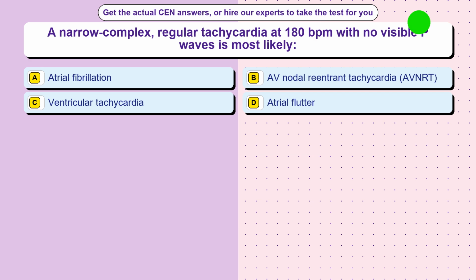Question 82. A narrow complex, regular tachycardia at 180 bpm with no visible P waves is most likely: Option A, atrial fibrillation. Option B, AV nodal reentrant tachycardia, right. Option C, ventricular tachycardia. Option D, atrial flutter.